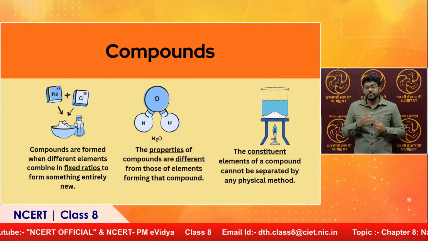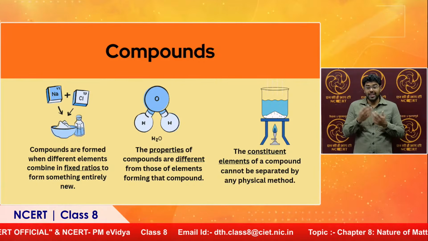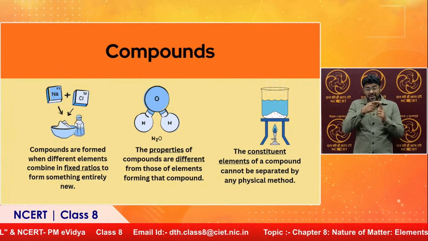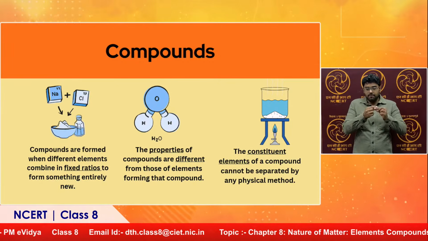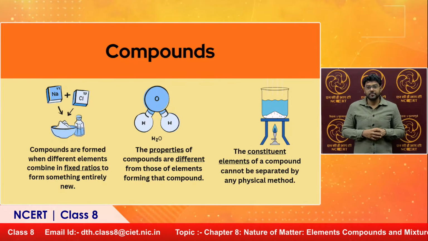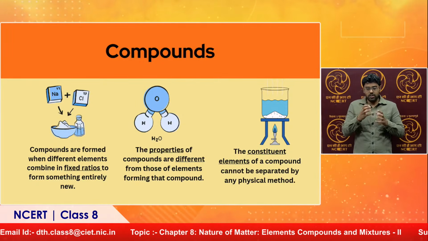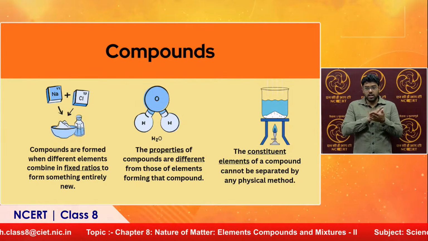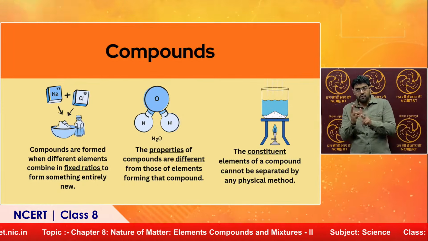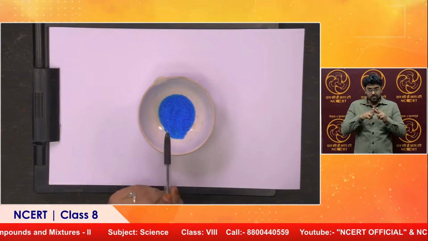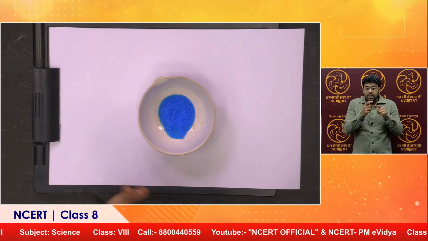Next point here is that the constituent elements of a compound cannot be separated by any physical method. For example, if I talk of water, and I need to separate H and O, I cannot do that separation by sieving. If I take a sieve and pour water, I will not get hydrogen and oxygen. Same way for copper sulfate, because this is also a compound. If I need to separate copper and sulfate out of it, I really need to do some chemical process, a reaction. Then only they can be separated.